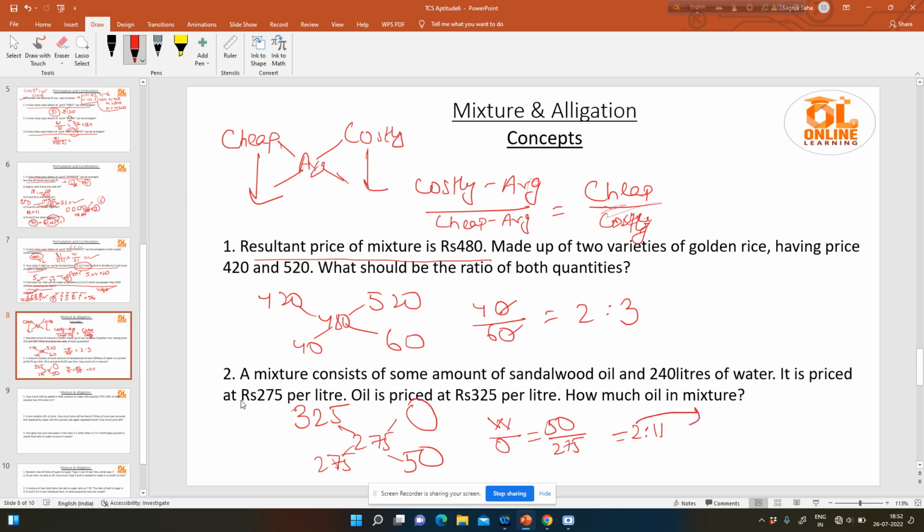So 2 is equal to 240. So what should 11 be equal to? 2 is equal to 240 means 1 is 120. So 11 means 11 into 120, so that would be 1320 liters. So how much oil is in the mixture? That is 1320 liters.